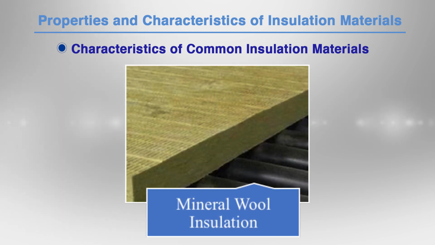Second one is mineral wool insulation. It is made from molten rock or slag. It has characteristics like fire resistance, soundproofing and moisture resistance, and is available in batts and loose fill. It is used in high temperature applications and soundproofing.